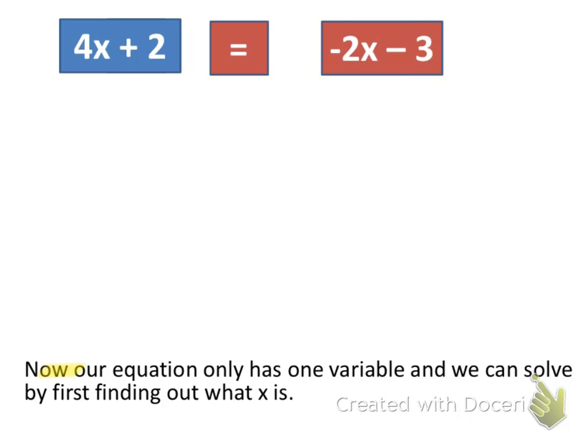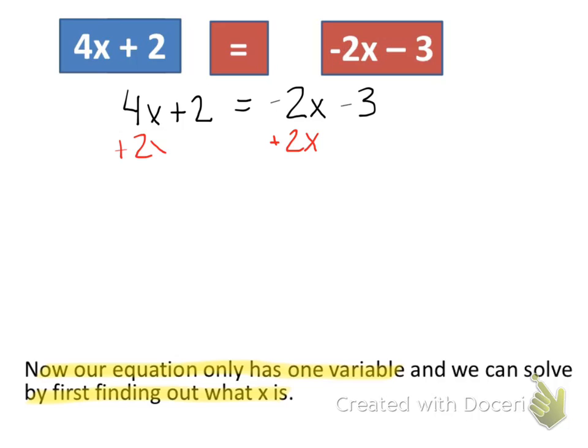Okay, since our equation now only has one variable, we can solve by finding out what x is. So simply, I'm just going to rewrite it real quick. 4x plus 2 equals negative 2x minus 3. I need to get the variables all on the same side. That gives me 6x plus 2 equals negative 3. And solve for x. So 6x equals negative 5.